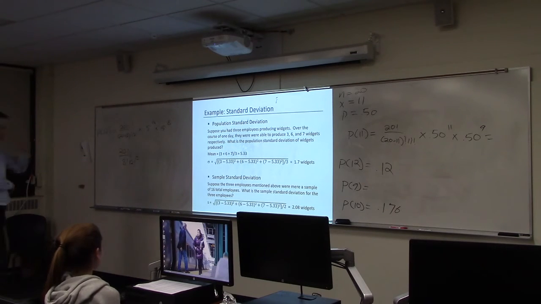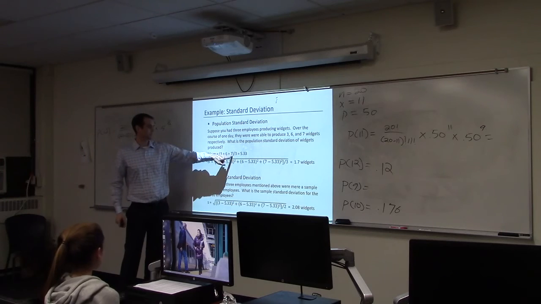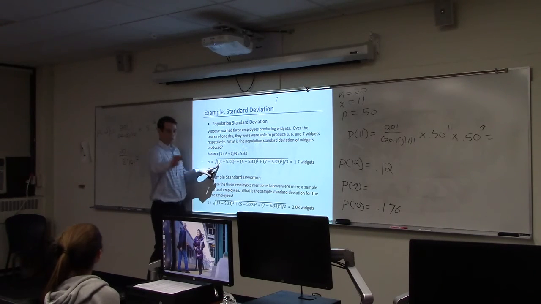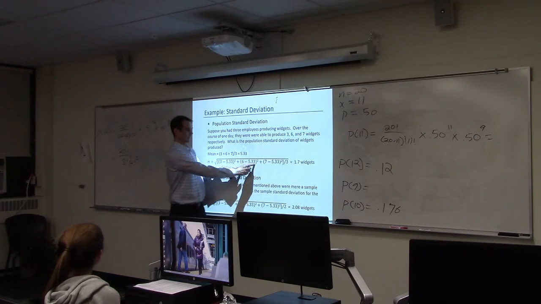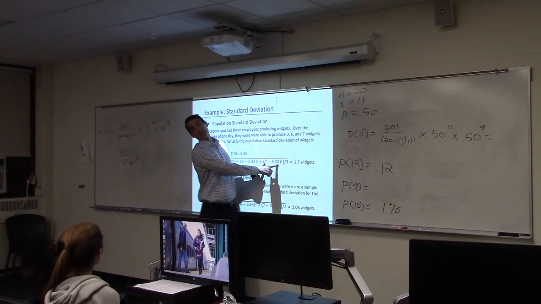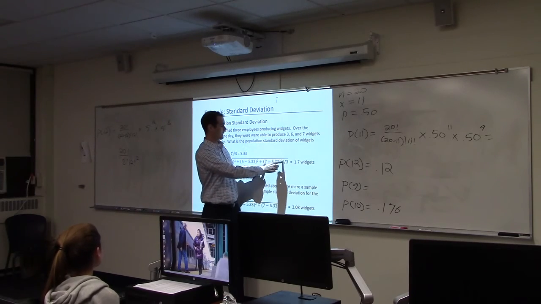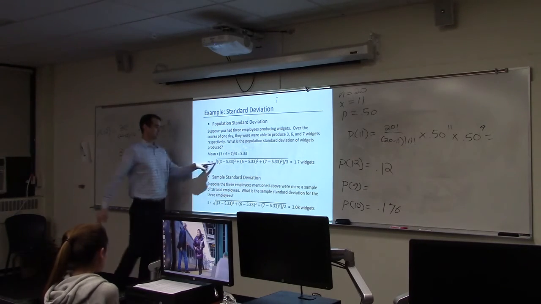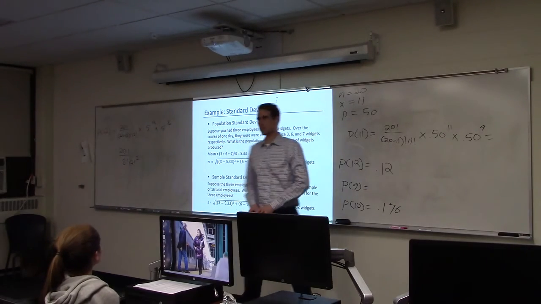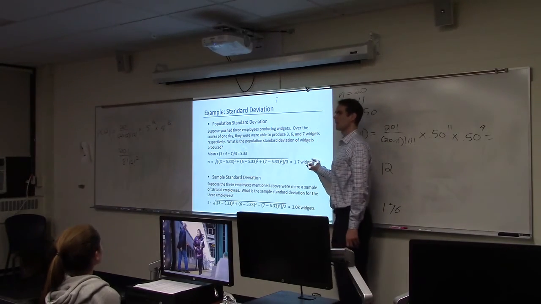Mean, yes. All right. So 3 plus 6 plus 7 divided by 3 equals 5.3. I take the difference between the number Danielle produced and the mean, square it. The difference between the number Kristen produced and the mean, square it. The difference between the number Julissa produced and the mean, square it. Divide that whole thing by 3, take the square root of that. I come out with 1.7 widgets as my standard deviation.